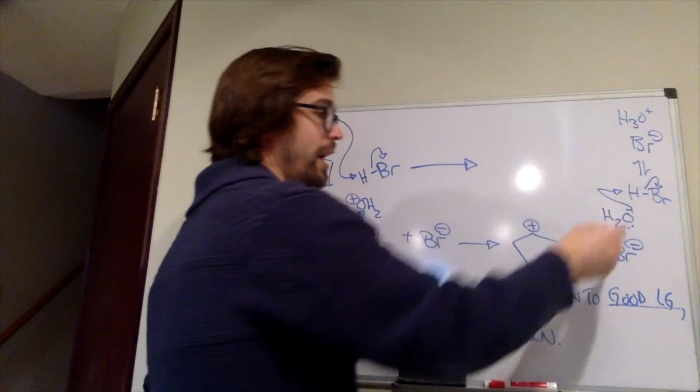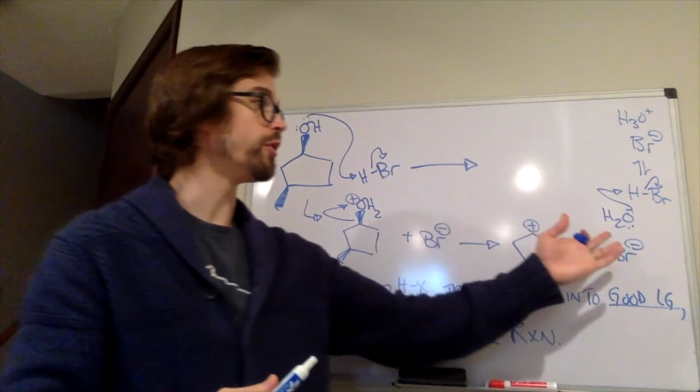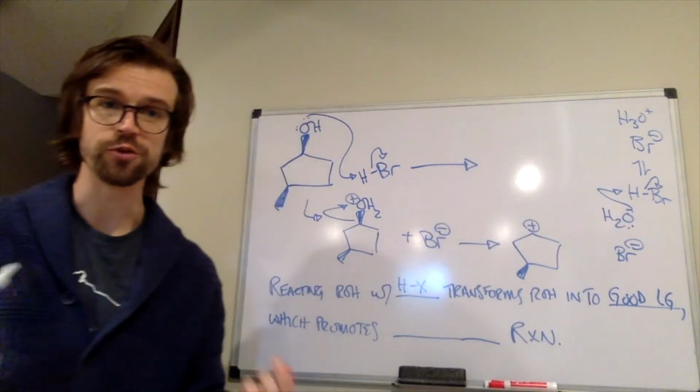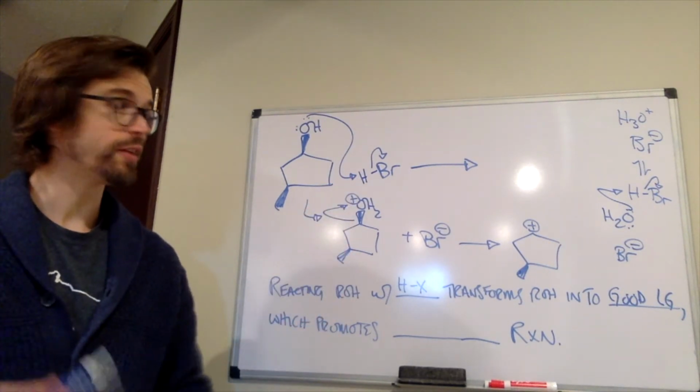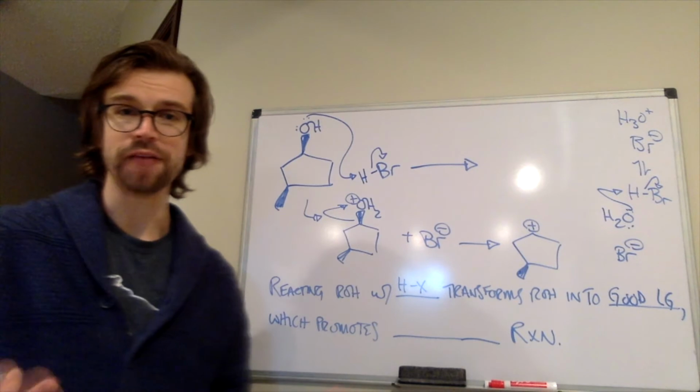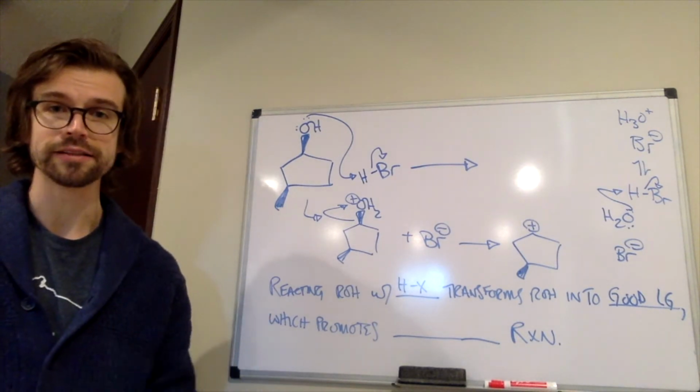So we have a lot of Br- around. Any H2O that forms is going to be protonated to hydronium ion, because that's the weaker acid than HBr. So really the only nucleophile or base that we have around is Br-.